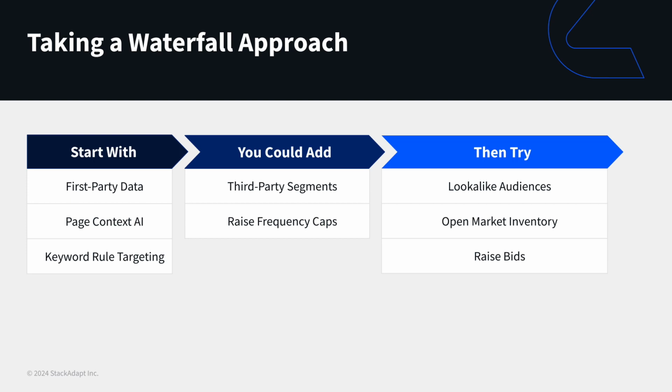Use StackAdapt to analyze your existing customer base and identify those key characteristics and behaviors that define your most valuable users. Incorporate page context AI to ensure that your ads are shown in the most relevant content, enhancing the user engagement. Use this in contextual alignment as a second layer to refine your targeting. Create lookalikes based off of your high-performing segments. We have sophisticated algorithms to help you find new users who share similar traits with your best customers, and that will effectively broaden your reach without sacrificing your relevance.